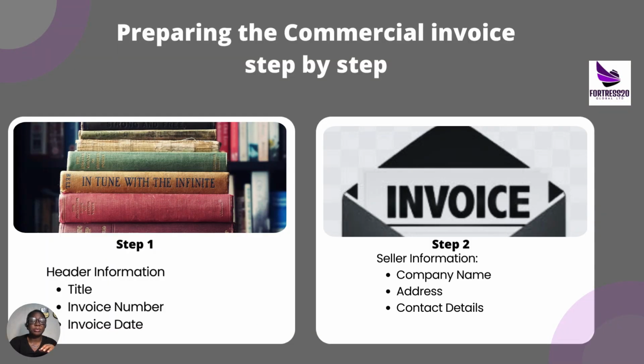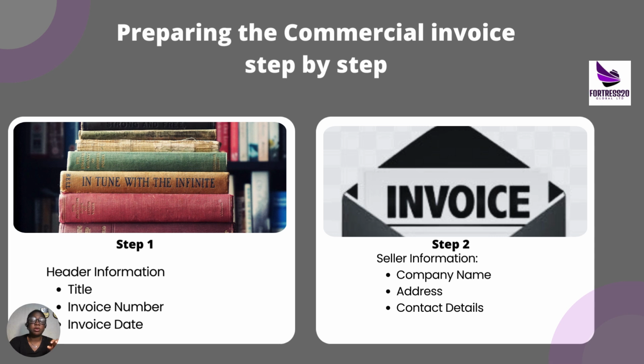Now, let me walk you through the step by step process of preparing a commercial invoice. Are you ready? Okay, that's good. The first step is the header information. The header information will typically cover the title. Clearly label the document as commercial invoice. Next is the invoice number. Assign a unique invoice number to the commercial invoice. Next is the invoice date. Include the date that the invoice is issued.